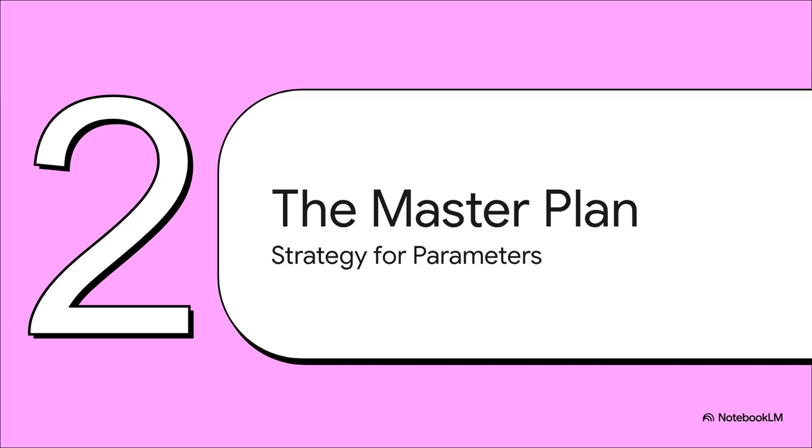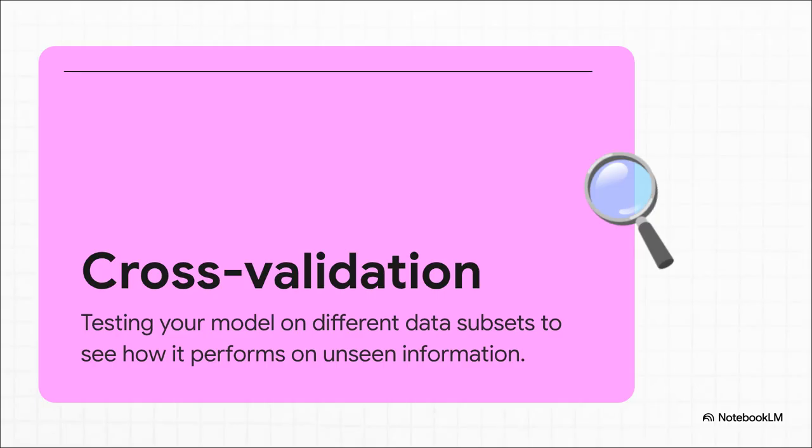Okay, so we have our 5 controls. We know what they do, but how do we use them all together? I mean, you don't just set them once and forget it. There's a strategy to this, a master plan for finding that perfect combination. And the heart of that whole strategy is this one concept, cross-validation.